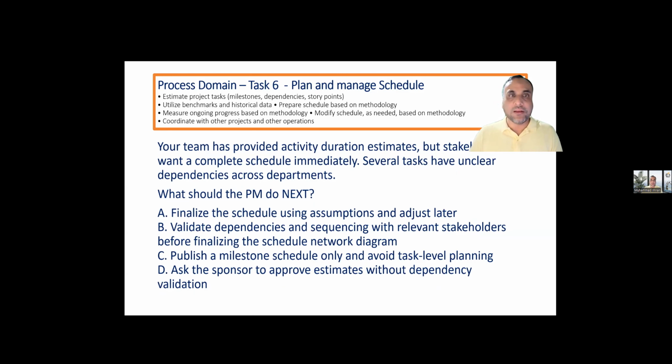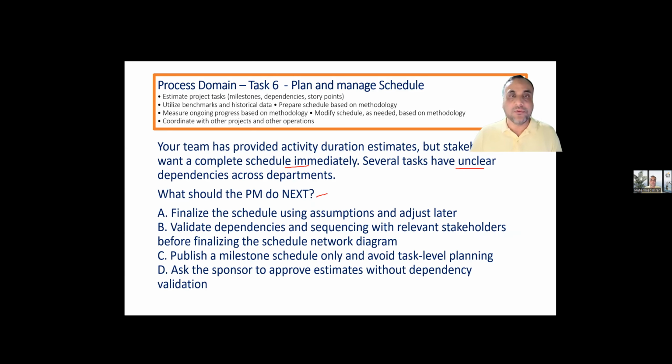Your team has provided activity estimates, but a stakeholder wants a schedule immediately. Several tasks have unclear dependencies across departments. So you don't have the clear picture. How can you commit to something? What should the PM do next?